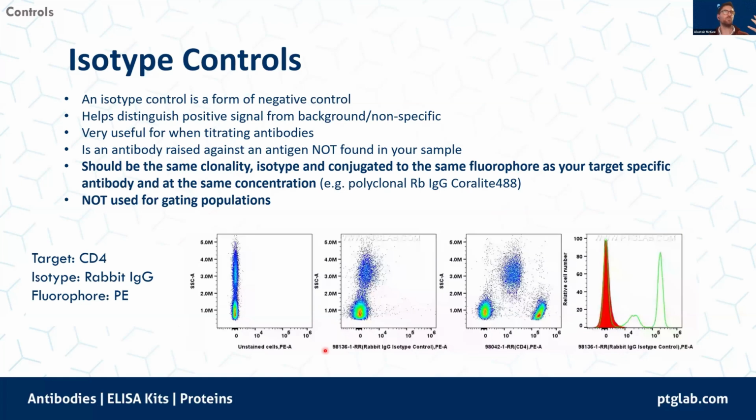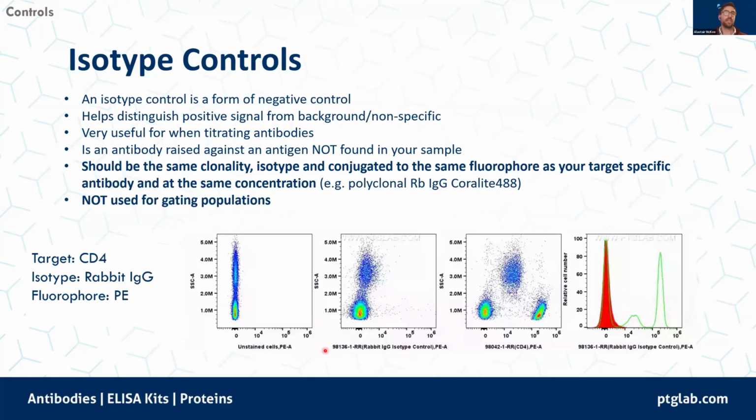So they help distinguish your positive signal from potential background or non-specific interactions of your cell with your antibody. They're really useful for when you're titrating your antibody to ensure that you are looking at the best concentration with the optimal separation and minimal amount of background. So I really strongly advise using these when you're titrating your antibody.